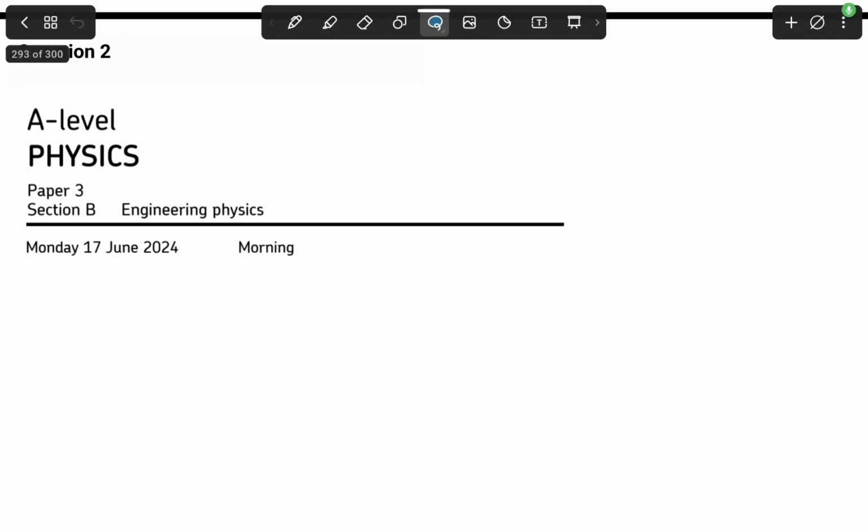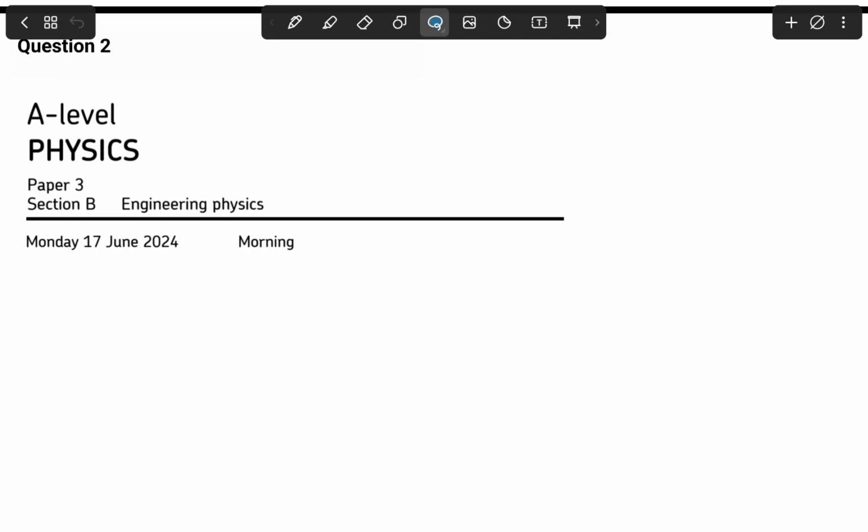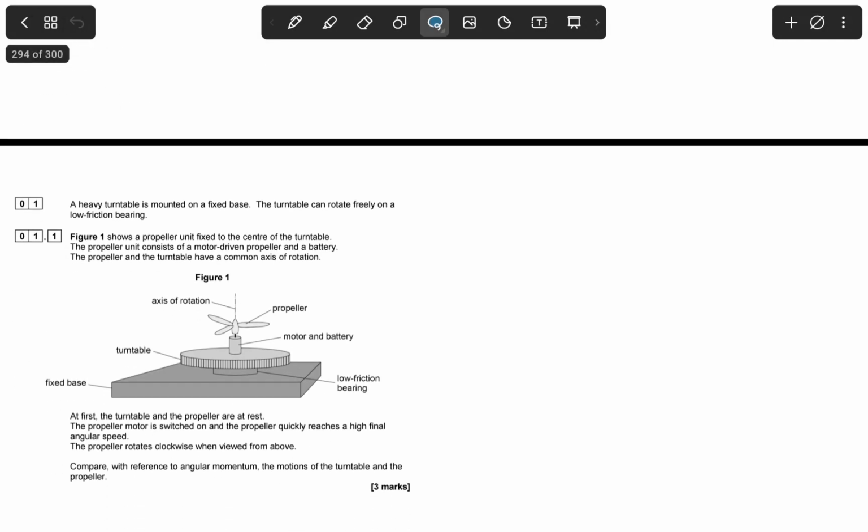Welcome back to another exam walkthrough. We're going to be going through A-level physics, paper 3. This is going to be from AQA Engineering Physics, June 24.